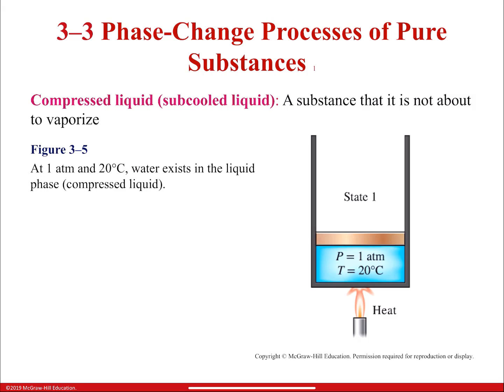So basically what's happening in state number 1, you can consider a piston cylinder device containing liquid water at 20 Celsius and 1 atmosphere pressure. Under these circumstances, the water exists in the liquid phase and it is called compressed liquid, or, like I said, subcooled liquid, meaning that it's not about to vaporize. Heat is now transferred to the water until the temperature rises, let's say, 30 or 40 Celsius. As the temperature rises, the liquid water expands slightly, and the volume also increases a little bit.